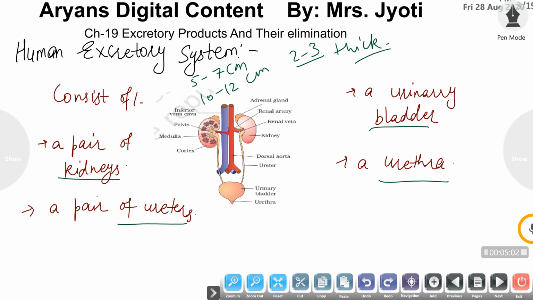The ureters emerge from the kidneys as elongated tube-like structures, and they carry the urine formed in the kidneys to the urinary bladder. The urinary bladder is a muscular organ. It is formed of muscles and it stores the urine. As it gets completely filled, the urine is passed through the urethra. So these four parts completely make our excretory system. The blood is supplied to the kidneys for filtration through the renal artery, and the renal vein carries the blood from the kidneys to the heart.